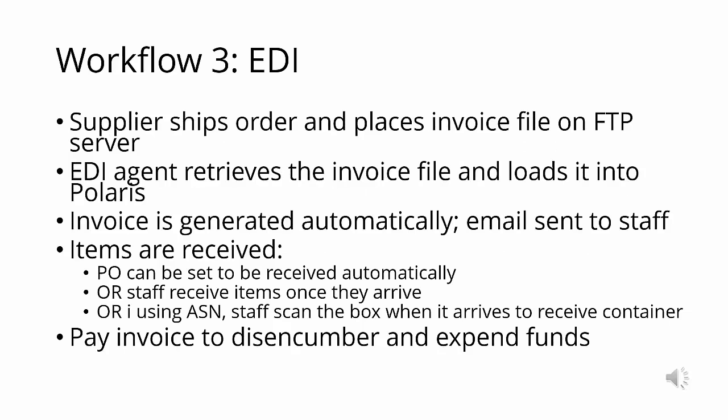Once the supplier ships the order, they place an invoice file on the FTP server. The Polaris EDI agent will retrieve the invoice file and load it into Polaris. An invoice will be generated automatically and an email sent to staff letting them know that an invoice is available. If a library likes, they can set the PO to be received automatically and on-order items updated from on order to in process. Otherwise, staff can check the contents of the box against the invoice and receive the items once they arrive at the library.